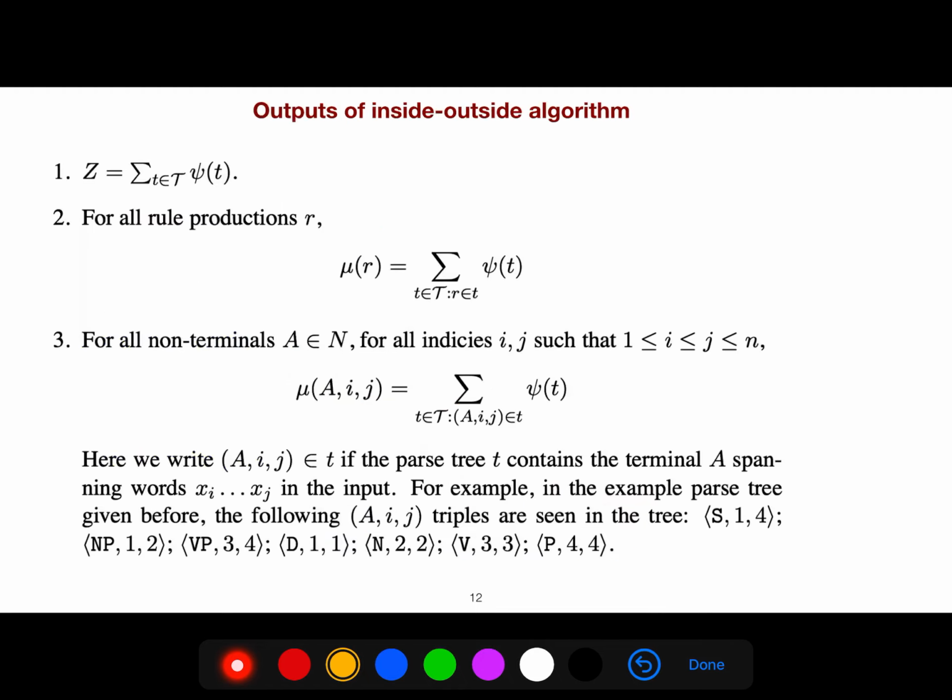These are the outputs because for our rule production, we calculate mu of r, over all trees and over all rules in each tree that we select. So it's a complex summation. That's why we are using dynamic programming. And for example, for non-terminal A, so for example, NP goes to something. And so this sums over potentials of T, but for all trees that have A and IJ in that tree.